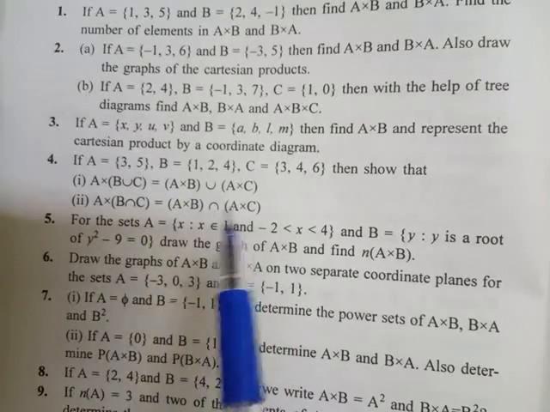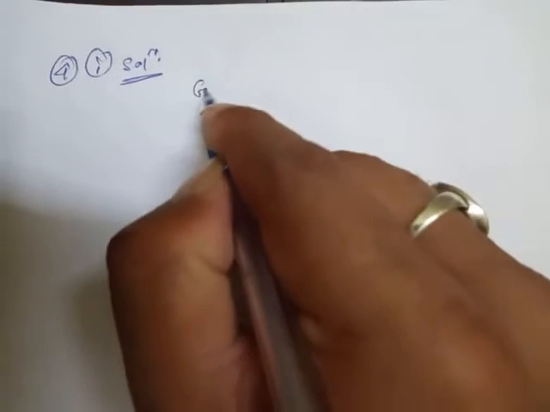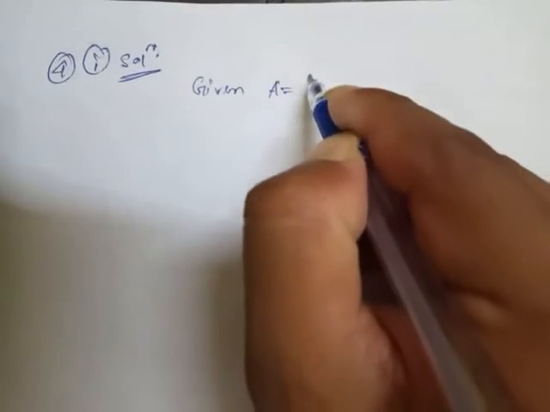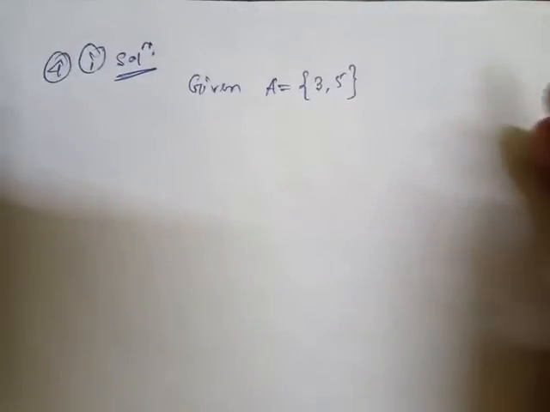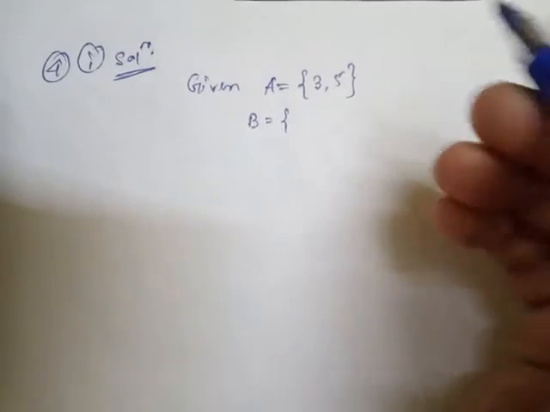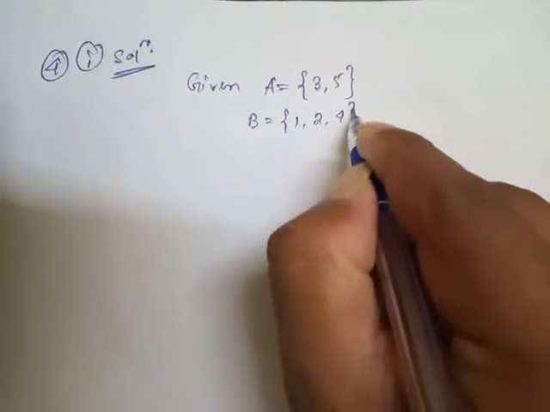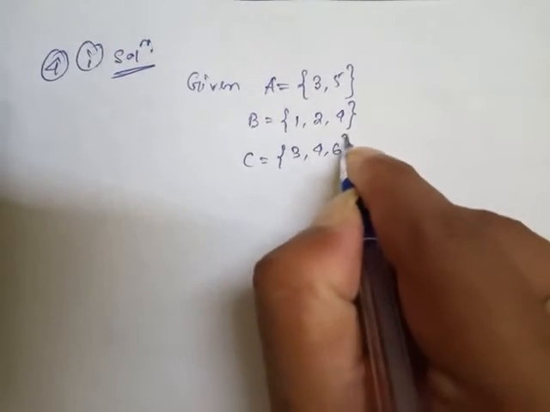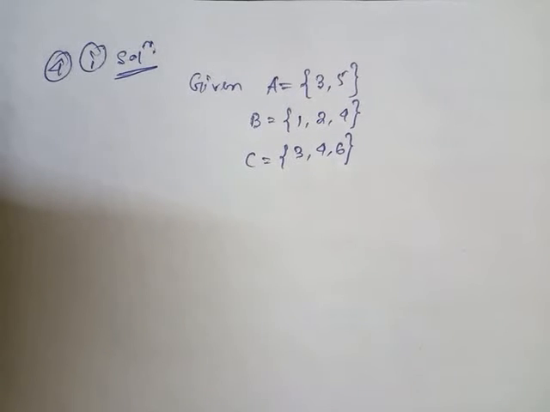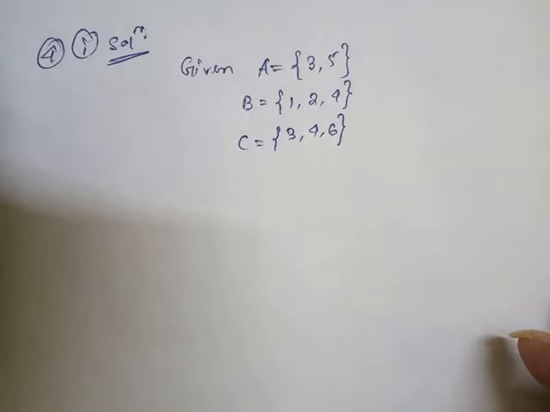Now let's have a look at how to solve this one. Students, for solving question number 4, I will write here question number 4 Roman 1 solution. What is the question given here? First of all I will write the given elements: A equals 3, 5. Elements of B are given here as 1, 2, 4, and elements of C are given here as 3, 4, and 6. Now we have to show that A product B union C.